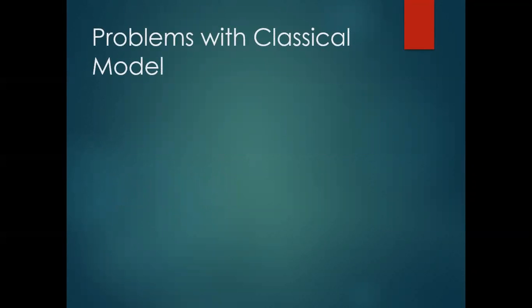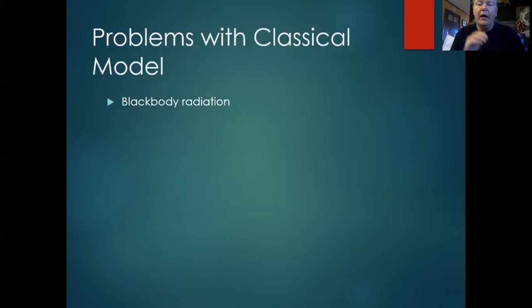So part of the problem with the classical model, one big problem was when we started looking at light. So that's why we put this unit after we talk about light. We knew about these things called black bodies, which are objects that absorb all the radiation that hits them, and they re-radiate at the temperature they are.